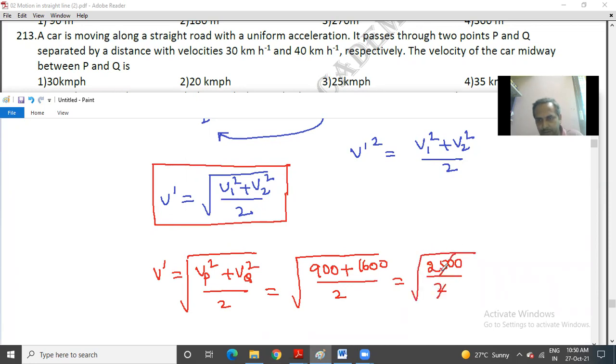It will be 1250 under root. Approximately, if you remove the root, it will be close to 35, 36, because 36 square is 1296. It is less than 36 definitely. So roughly it is close to 35 kmph, because v1, v2 are given in kmph. Now let us discuss another application of equations of motion.